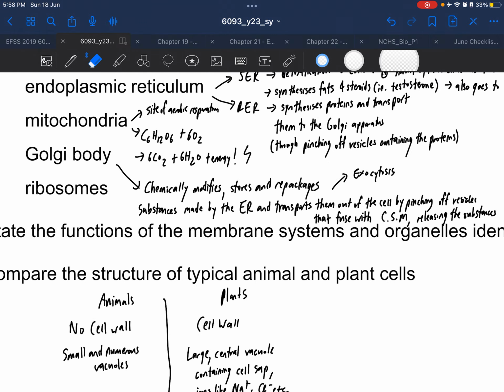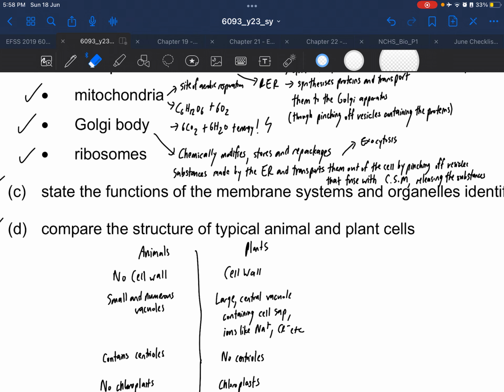So basically, for typical animal and plant cells, there are 4 differences that I've learned from the syllabus. So plant cells versus animal cells. Plant cells have chloroplasts and therefore they have chlorophyll, while animal cells do not have chloroplasts. The next one will be about centrioles. Plant cells do not have centrioles, while the animal cells have centrioles, and centrioles play an important role in cell division, which we'll find out later in the chapter on cell division.